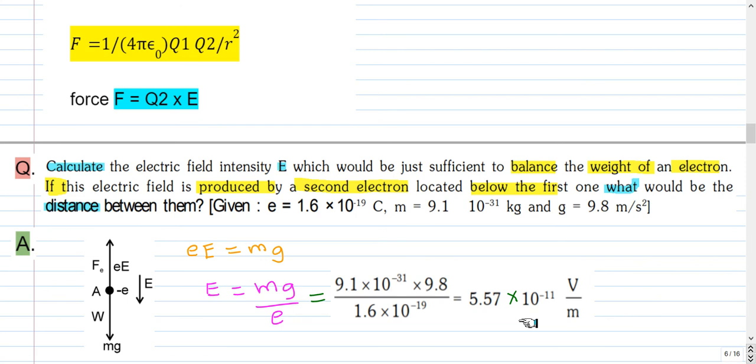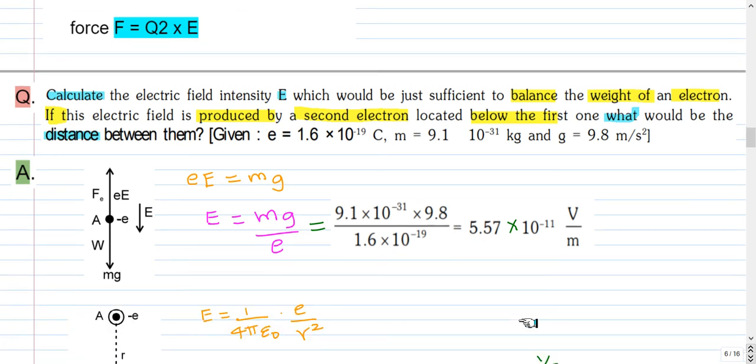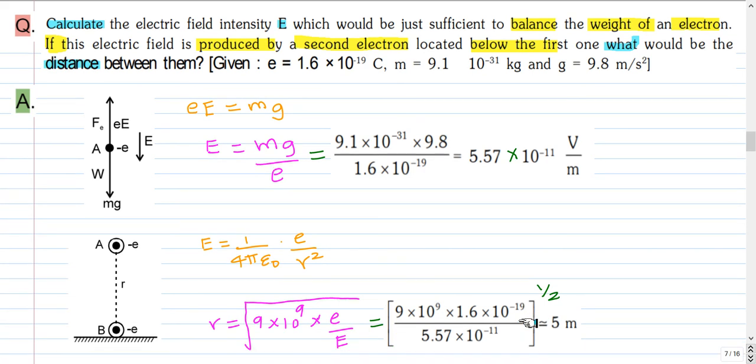This electric field can be produced by using another electron below this electron, and it should be kept at a particular distance so that the electric field due to this electron will match this value. So the electric field at a distance r from this electron is 1 by 4 pi epsilon naught, e by r square, and this should match this value.